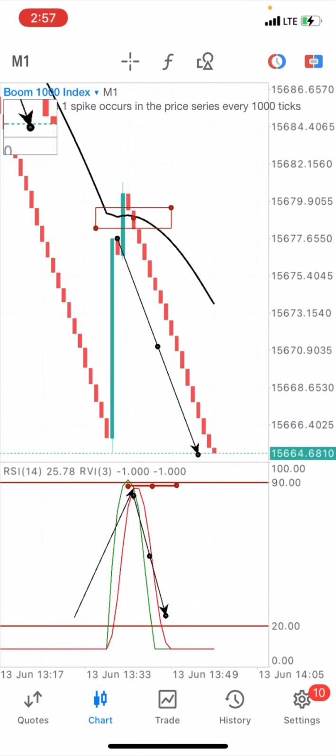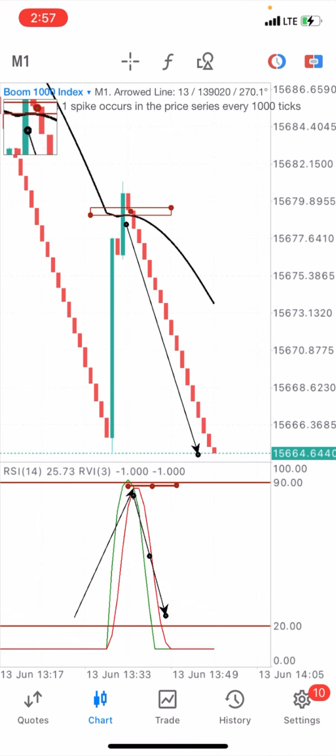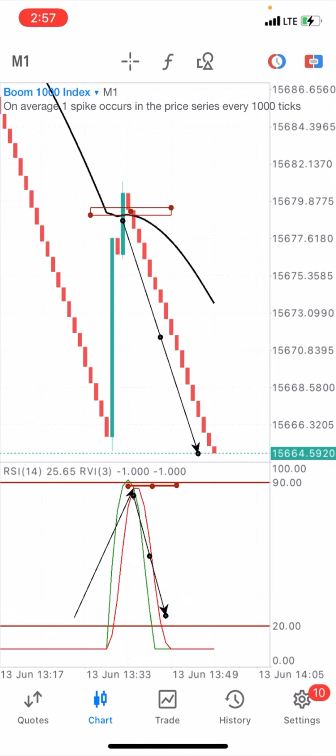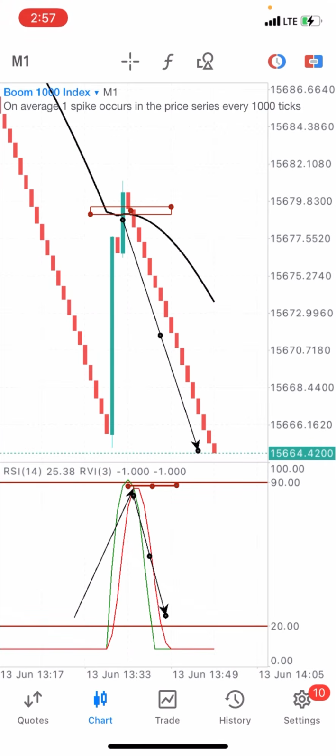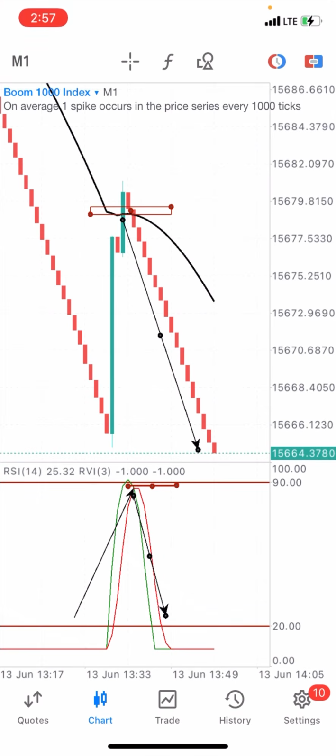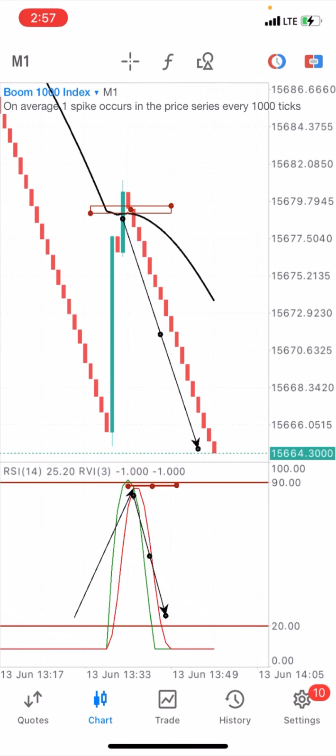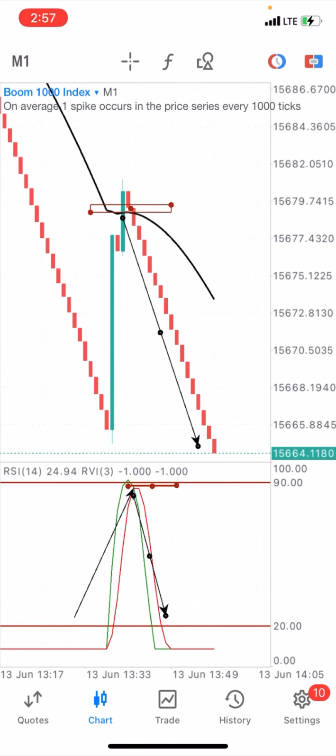You can see it's still going down. So usually after the crossing on the main chart and the converging and crossover at the level 90 here, the overbought region, then you should be looking out for a selling opportunity, right? So allow one or two candlesticks to close below your moving average on the main chart, and then go for a sell. Now this is what you do to take a sell on the Boom 1000 market.